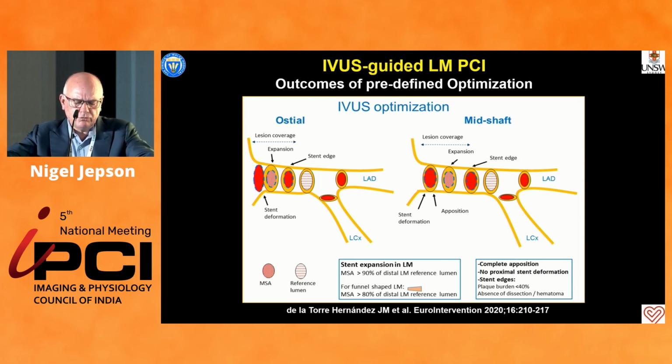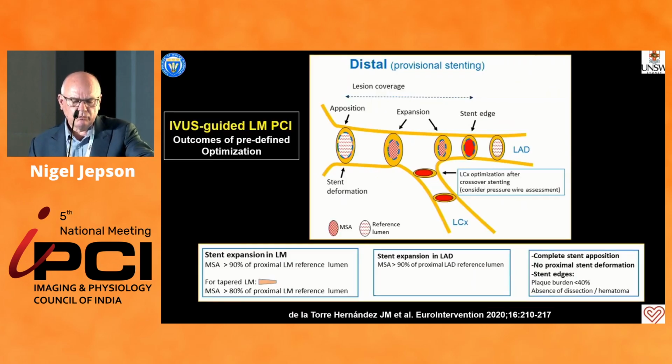Now, if we've got a funnel-shaped left main, at least 80% of the distal reference. We want complete apposition. We want no proximal deformation of the stent, as can be induced with a guide and the like, and at the stent edges distally, landing in plaque burden less than 40%, no dissection. So the same holds for a distal provisional strategy.